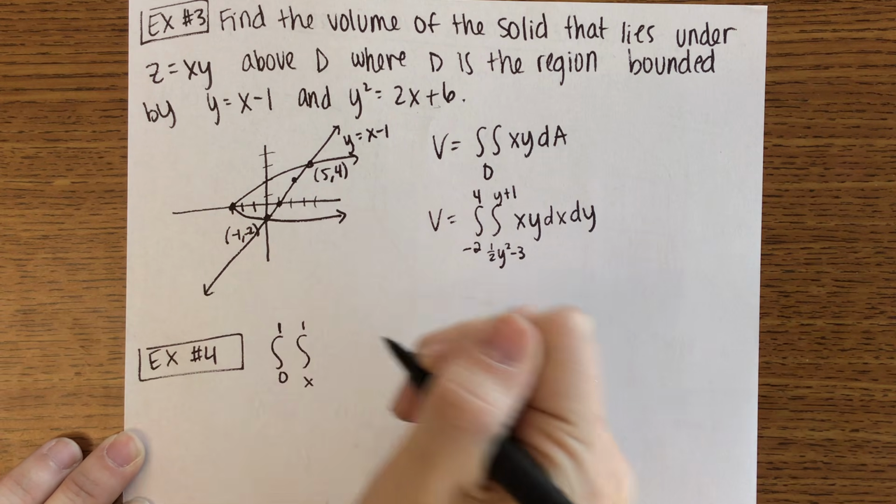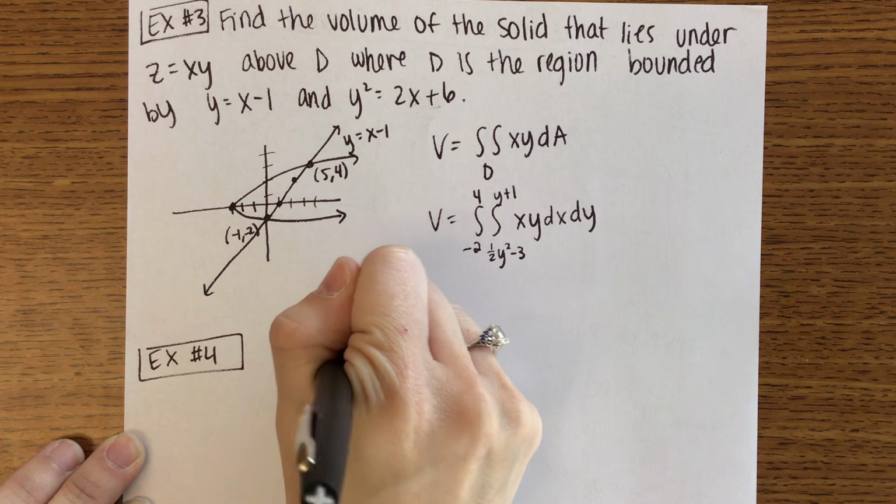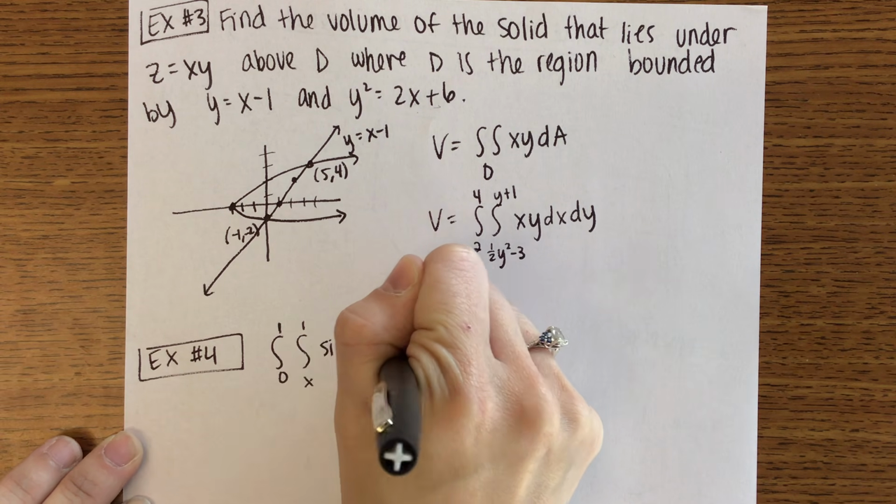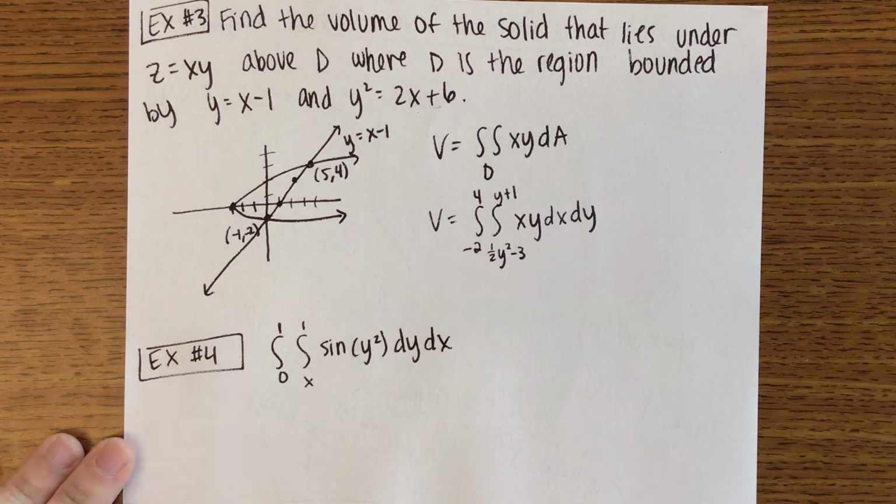This time I'm going to be kind, and I'm going to give you the limits. Okay. So this time I'm telling us to integrate with respect to y first and then x. What's the issue? Do we know how to integrate sine of y squared?